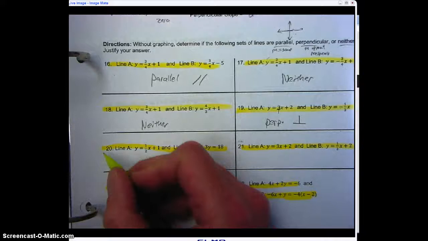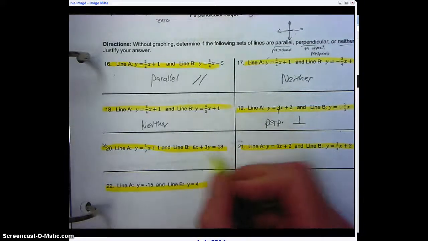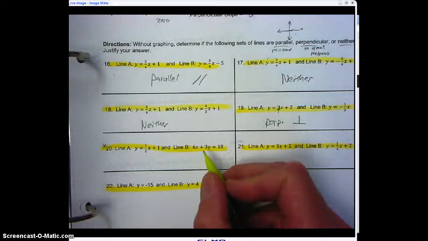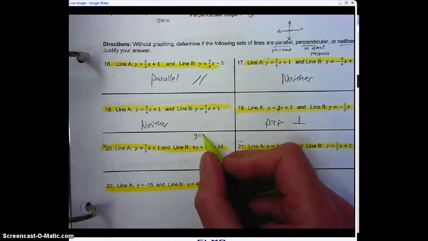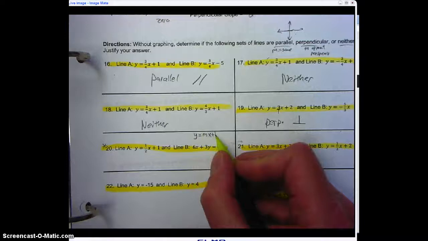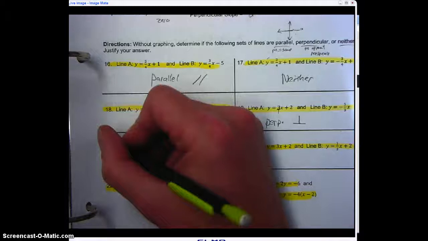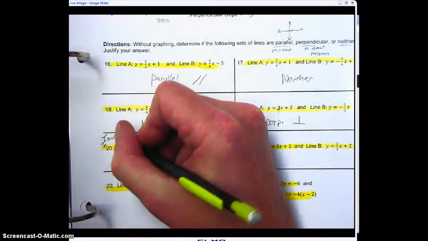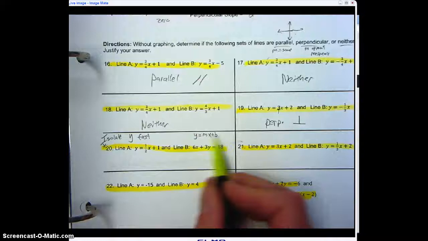1/2. And now this one I'm going to put a star by here. 1/2. So we can't tell what the slope of line B is by looking at it because it's not in slope-intercept form. This equation does not look like that. And we had enough practice doing that. We had an entire worksheet where we just isolated y. So guys, for number 20, you got to isolate y first because it's not in slope-intercept form.